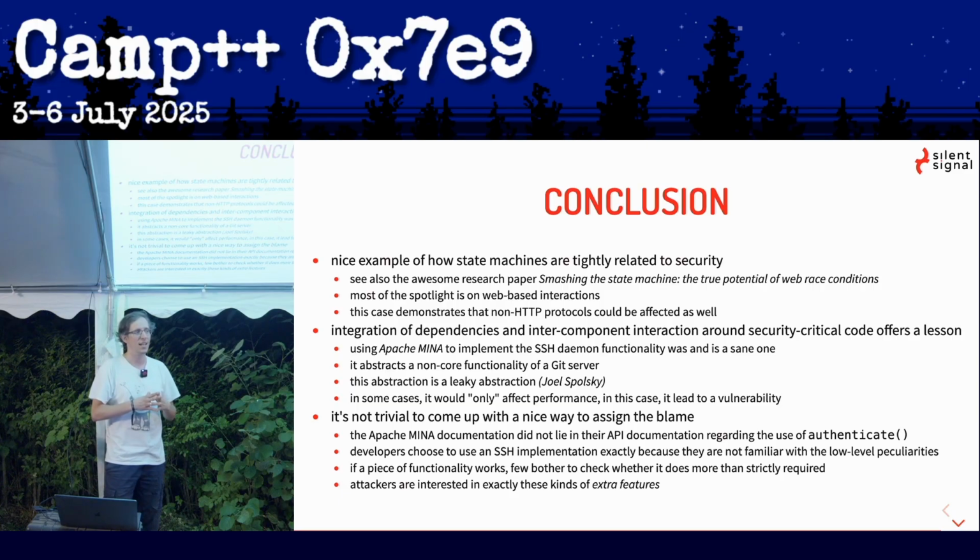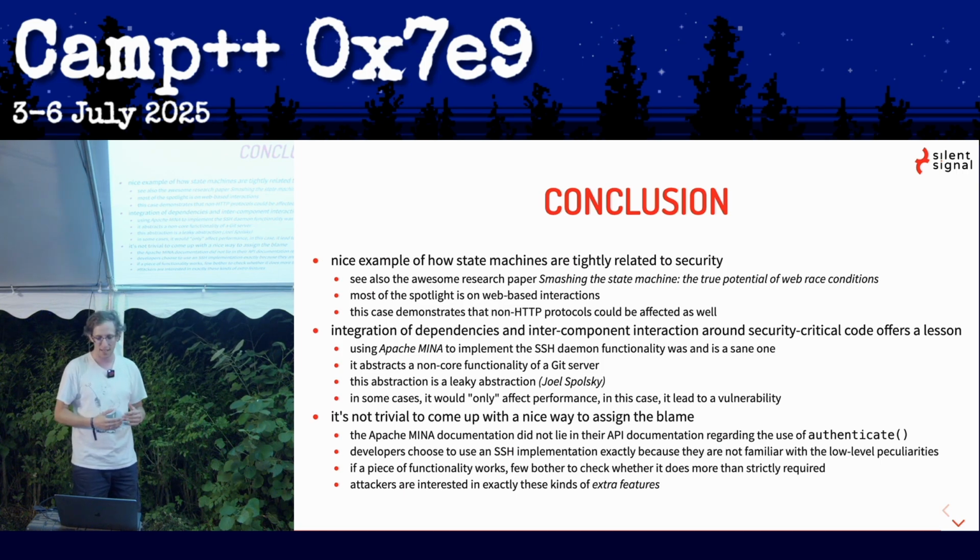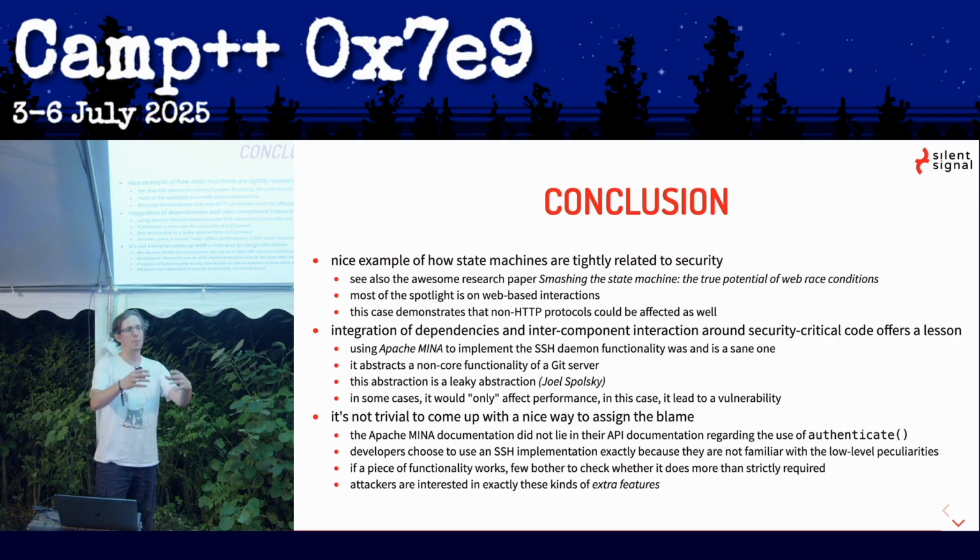The other thing is that integrating stuff is hard, and in security critical code, it's even more important. So it was a sane decision for them to choose Mina over implementing SSH themselves. And if you use a dependency for certain tasks, it creates an abstraction. So you put something in a black box and say, I don't care about the contents. I have an interface and I'm just using this interface. Yet this is kind of a leaky abstraction. If you read Joel Spolsky's nice guide, it has this nice description that every abstraction is leaky and it's going to bite you in the rear. And in many cases, it will only cause performance problems. But in this case, it has led to a vulnerability.